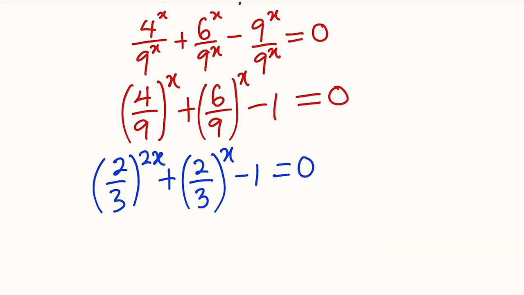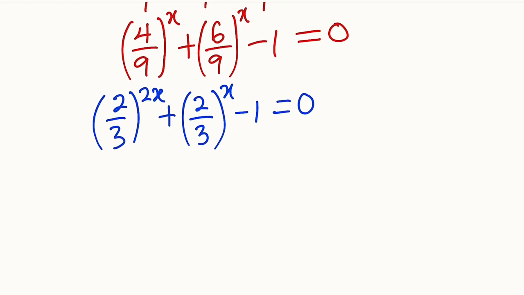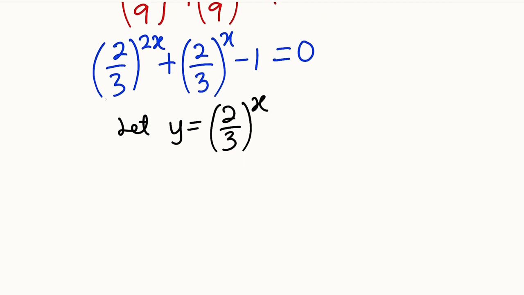Alright, let's keep on simplifying here. What we need to do next is to substitute. Let y equal to 2 divided by 3 all to the power of x. So from the first term here, we can substitute y equal to 2 divided by 3 to the power of x, but still we have a power of 2. So this is y to the power of 2, then plus the second one is exactly equal to y, plus y, we have minus 1, and this is equal to 0. This is a quadratic equation, but non-factorizable. So we can apply the general formula to solve for y.